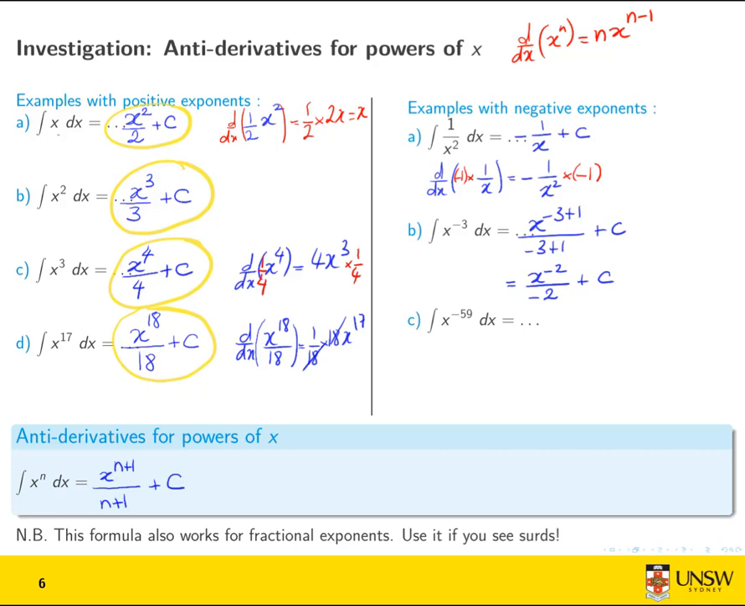And you can check by taking the derivative. Question C, same thing. Increase the exponent by 1 and divide by this exponent you just found, and then add c to get all the possible antiderivatives.